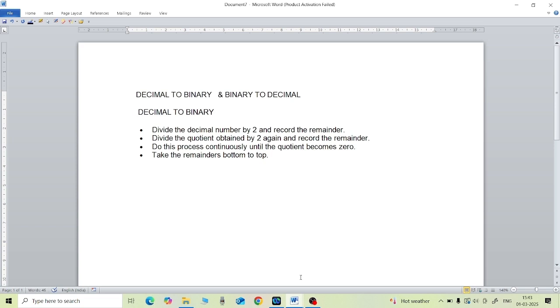Hello all. In this session we are discussing decimal to binary and binary to decimal. First we will see decimal to binary.